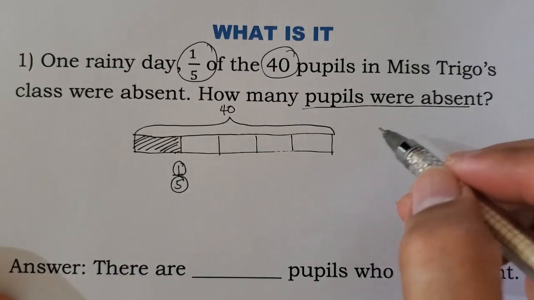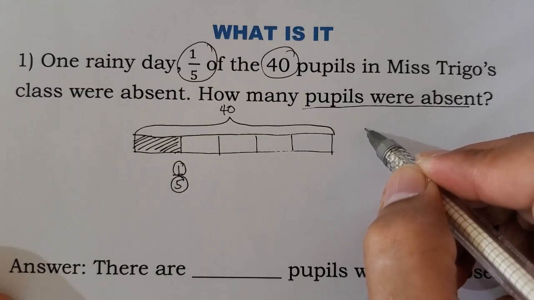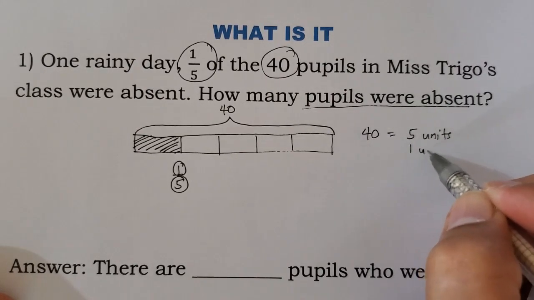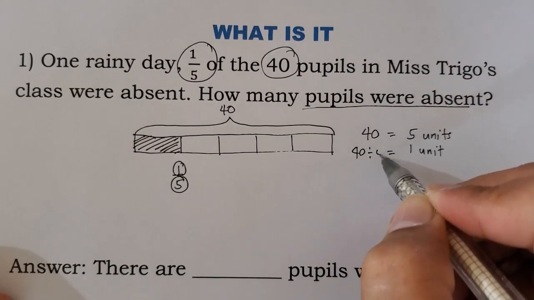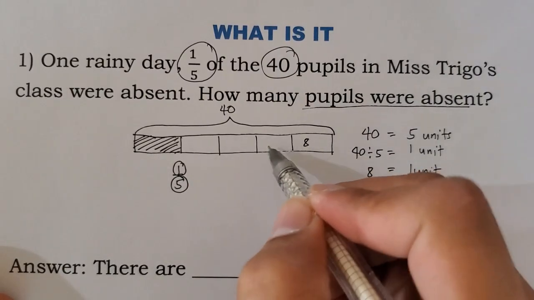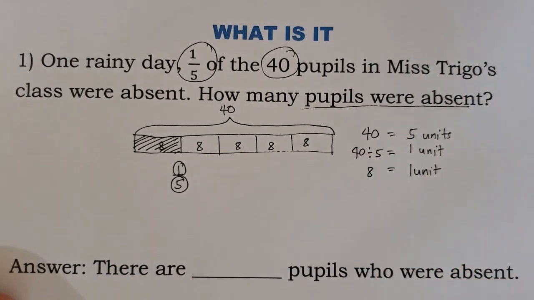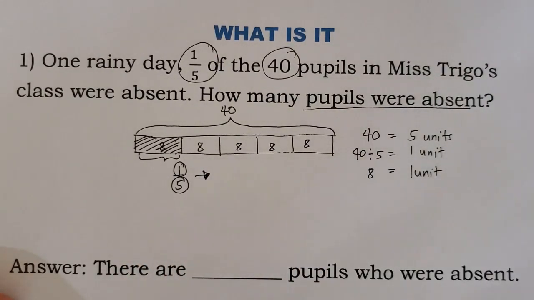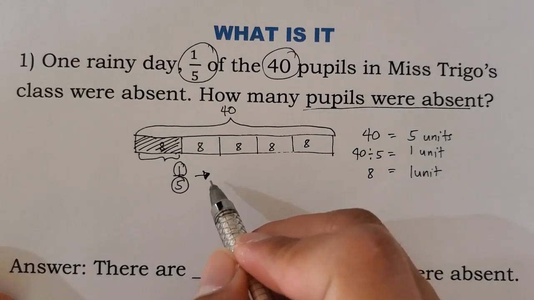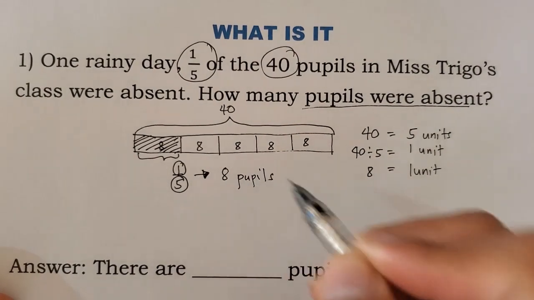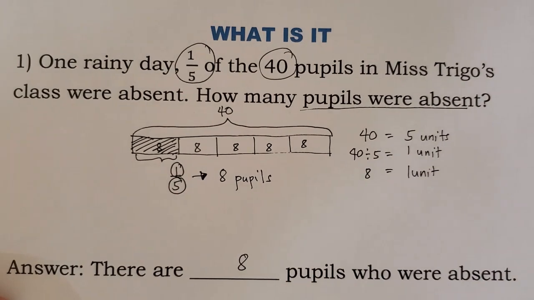So this problem can be solved by, of course, that 40 is equal to 5 units. Then we are looking only for 1 unit. So that is 40 divided by 5, which is equal to 1 unit is equal to 8. So this is 8, this is also 8, and so on for each of the 5 parts. Luckily that we are just looking for 1/5 or 1 part out of the 5 equal parts, or 1 unit out of 5 units. So 1/5 of 40 is equal to 8 pupils. Therefore, there are 8 pupils who were absent. Okay? So that's the answer for the first problem.